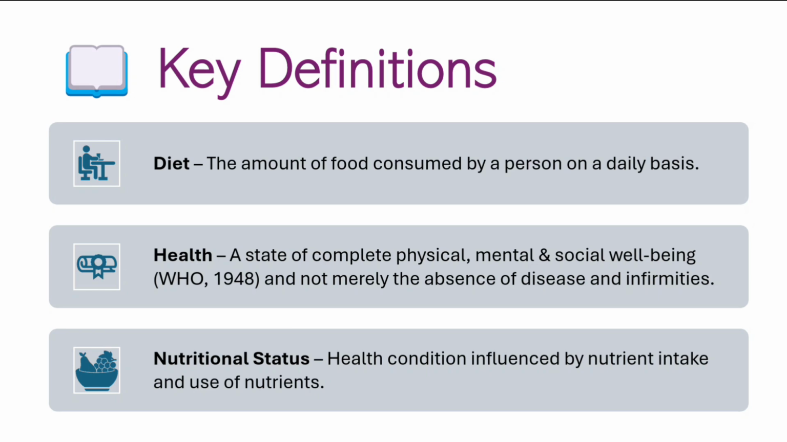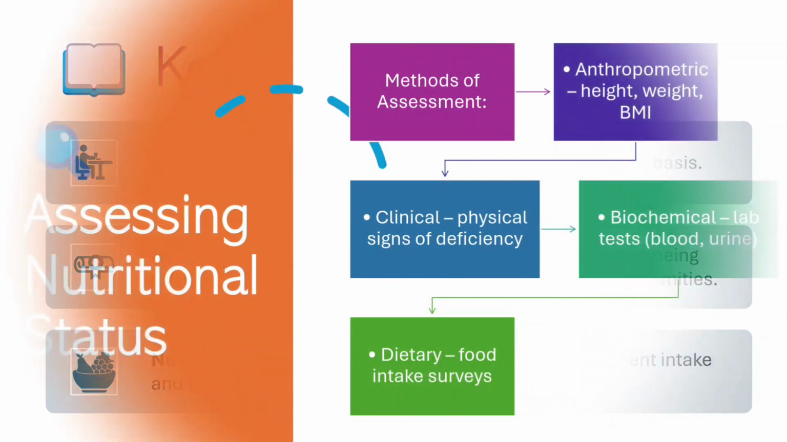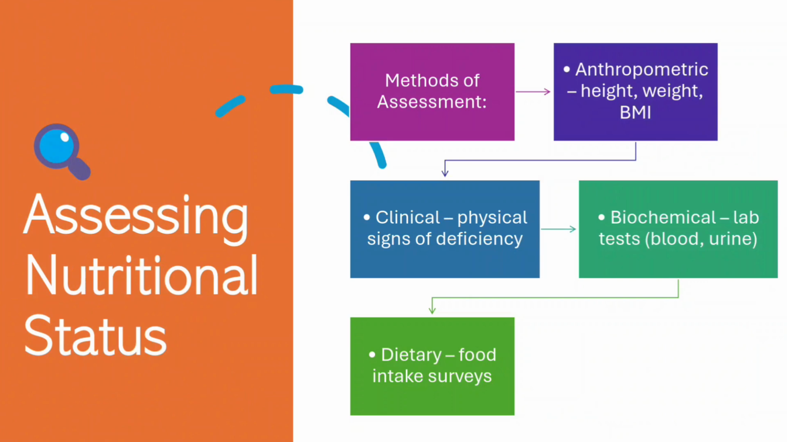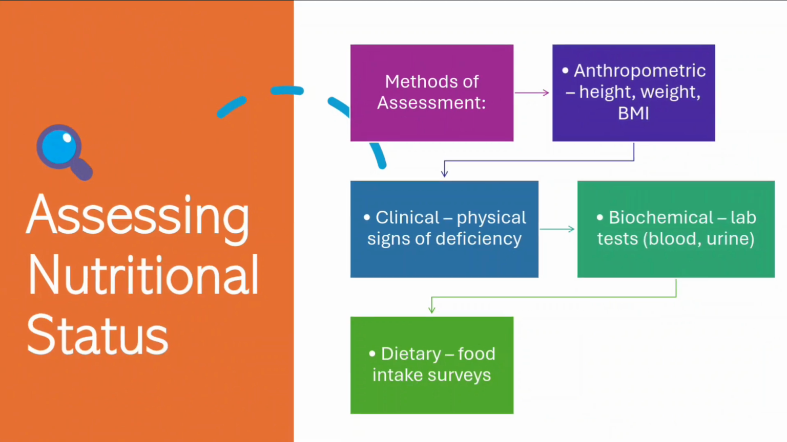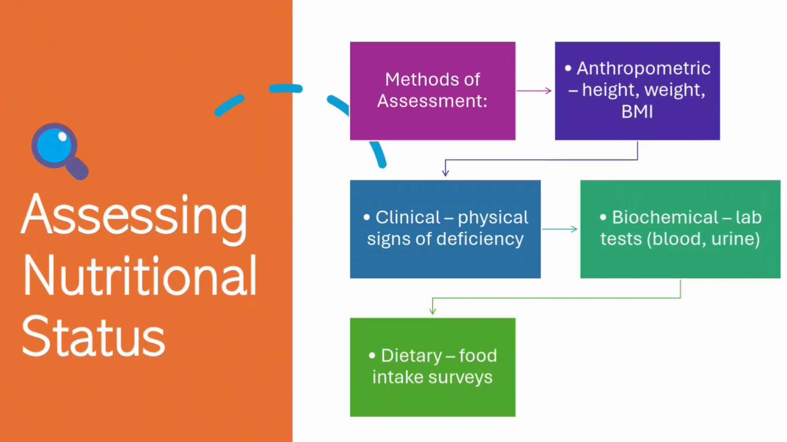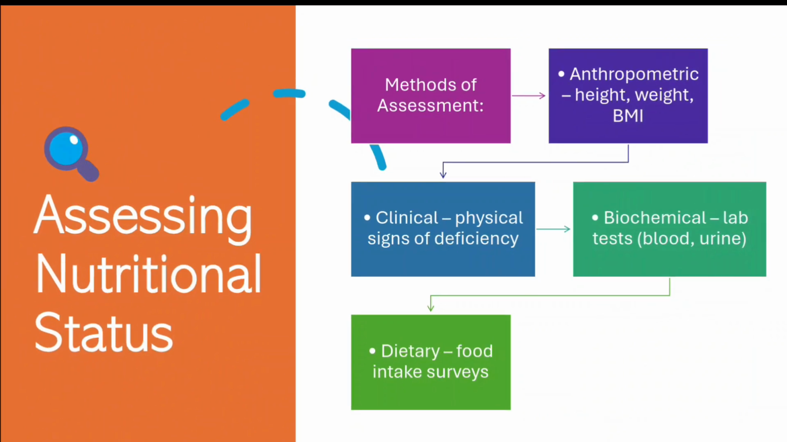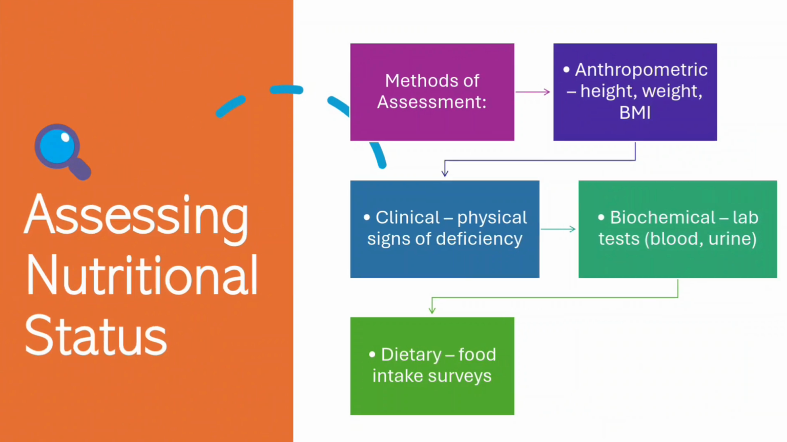Now, speaking of nutritional status, let us look at assessing nutritional status. So how can you know if someone has a bad nutritional status or a good nutritional status? There are 4 methods of assessing. To remember these 4 methods, we use the acronym A, B, C, and D, right? Now, A represents anthropometric, and this has to do with your height versus your weight, your BMI. Do you have a healthy weight?